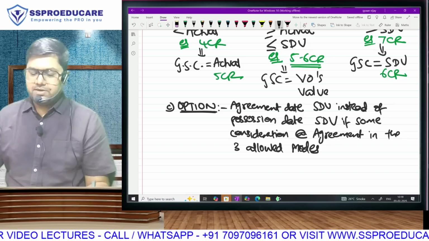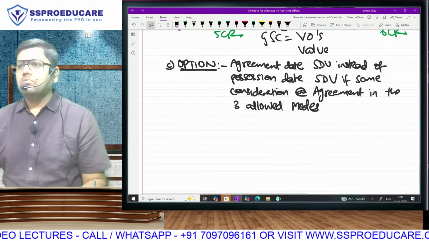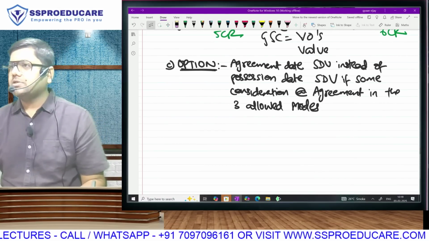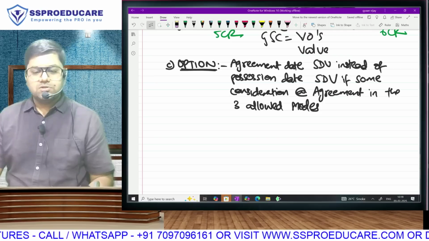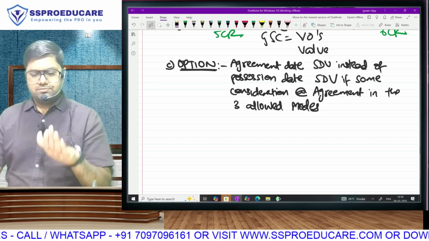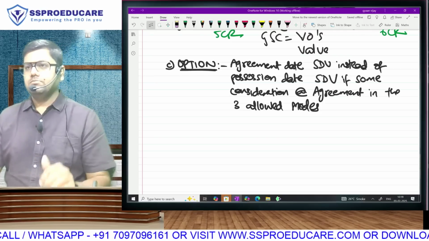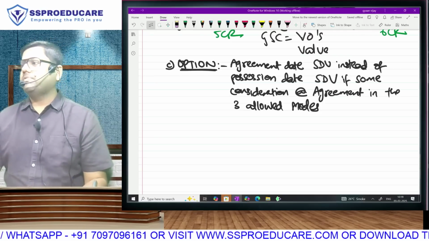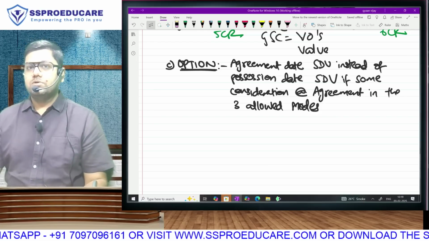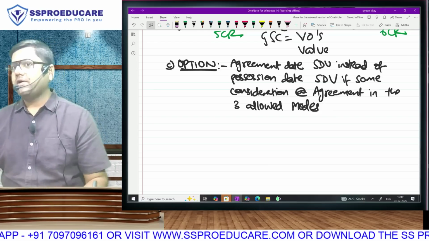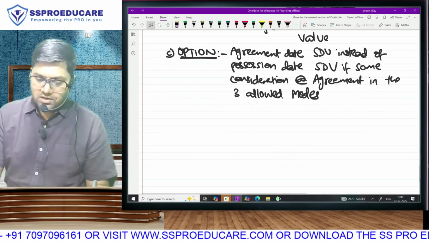Oh, short-term memory loss. The three allowed modes do not include cross-check or bearer check. What are the three allowed modes? Account payee check, account payee draft, and electronic modes. What is the point, sir? What exactly are you trying to say?